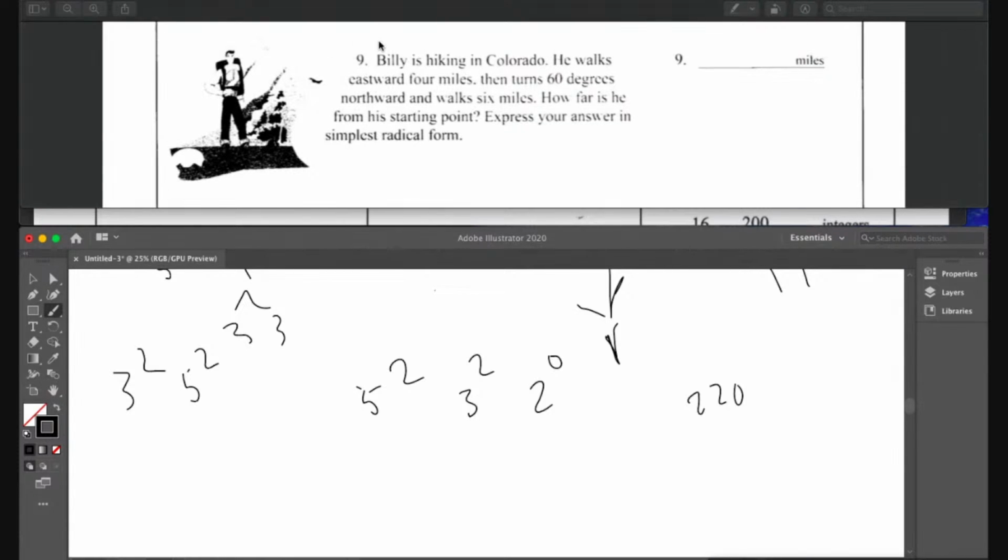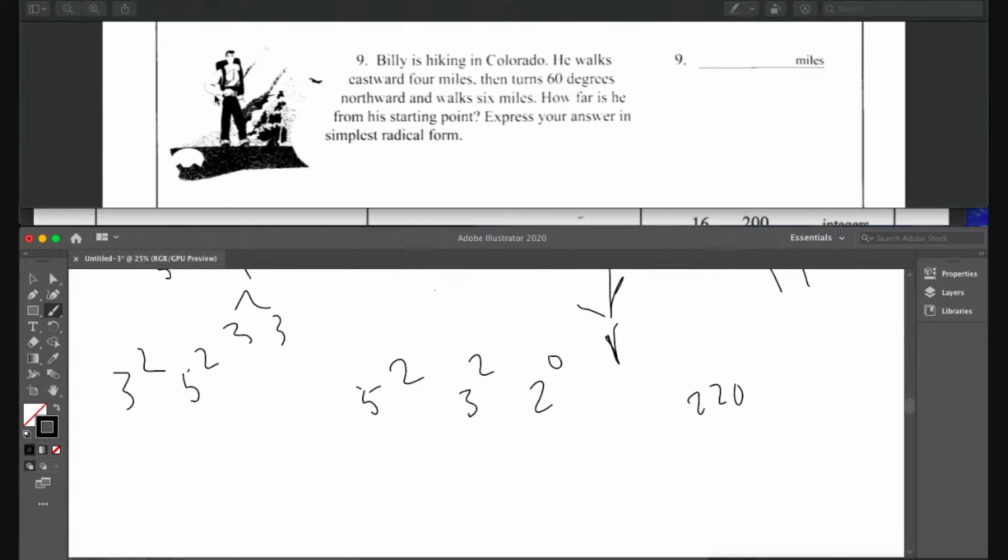Number 9. Billy, what? The quality of that image is so bad. Okay. Billy is hiking in Colorado. He walks eastward 4 miles, then turns 60 degrees northward and walks 6 miles. How far is he from the starting point?